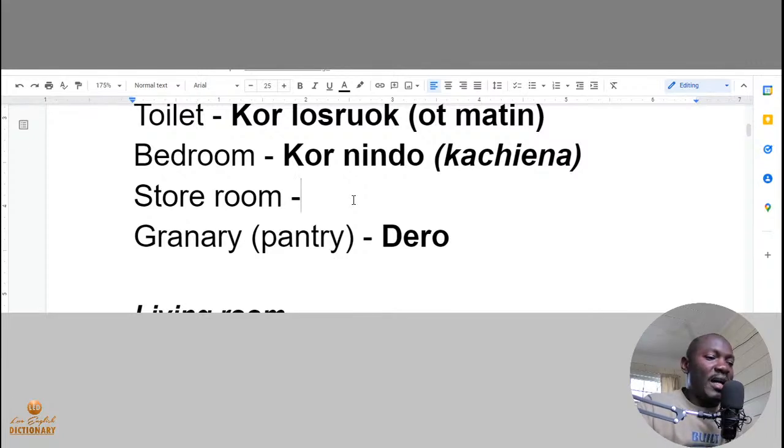If it were up to me, I would say the storeroom is Carcano. The side for storage. That is what I would say. But we have very many people here who understand Luo and they can always chip in. Please type it on the chat box. It will appear on my screen and everybody will learn together. Okay?